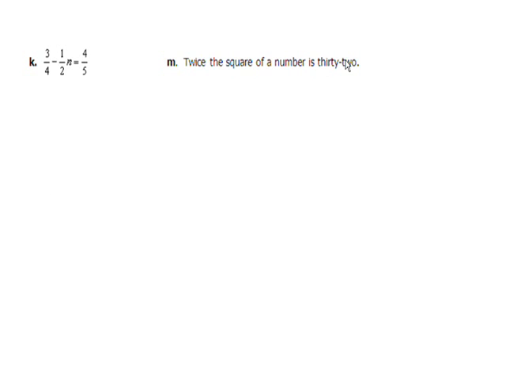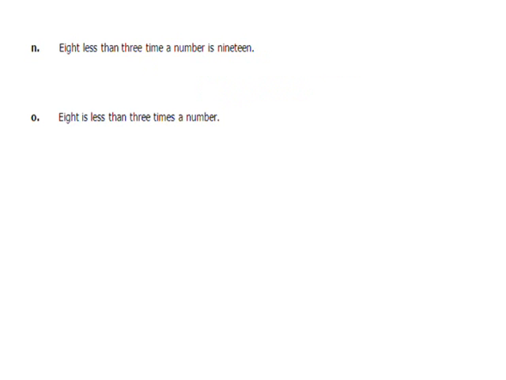Twice the square of a number is 32. Okay, so twice means 2 times. Square of a number means the same thing as a number squared, all right? If it was square root, it would have said square root, but it's talking about square of a number. So twice x squared is 32. Okay, and then you can go ahead and solve.